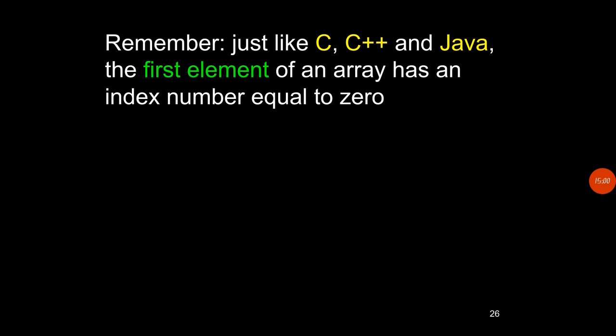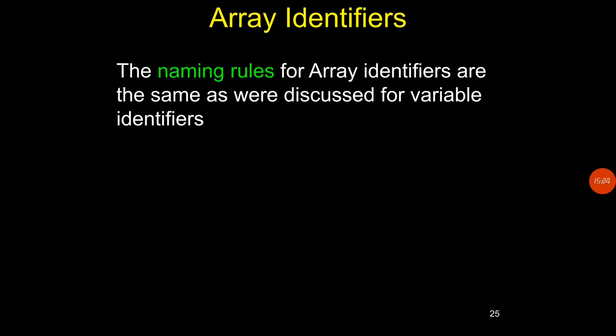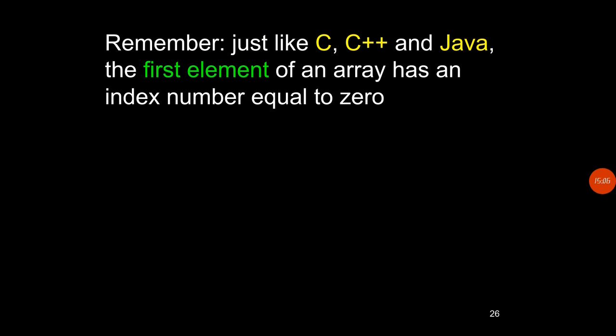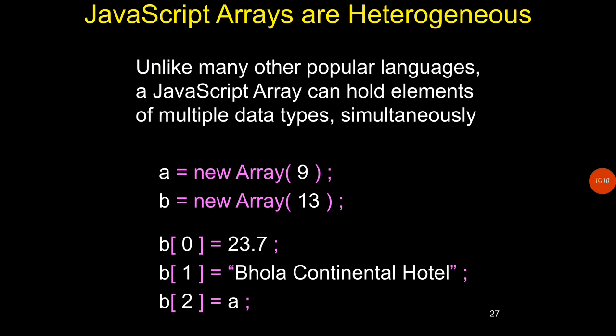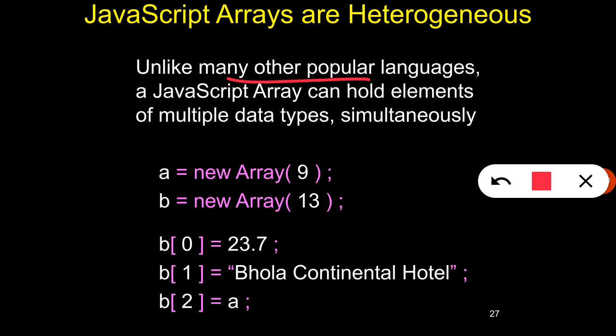And just you have to remember here, just like C, C++ and Java, first element of an array always starts with the index value, that is 0. Okay, and see, the difference between the JavaScript arrays here, JavaScript arrays are heterogeneous, as I told. So unlike other languages, JavaScript array can hold the elements of multiple data types simultaneously.